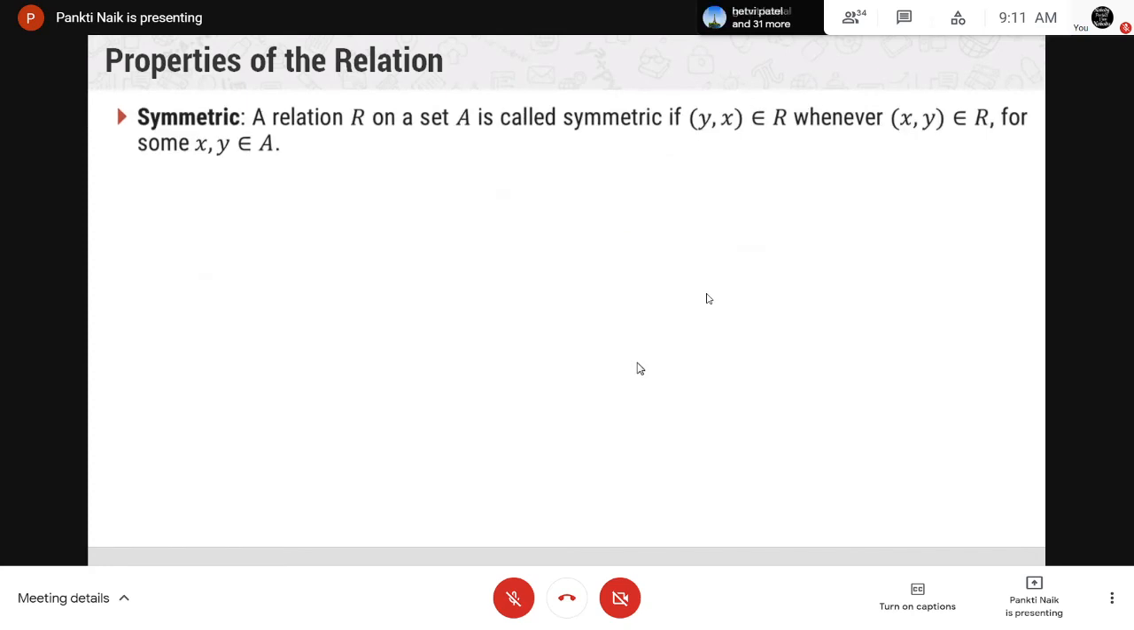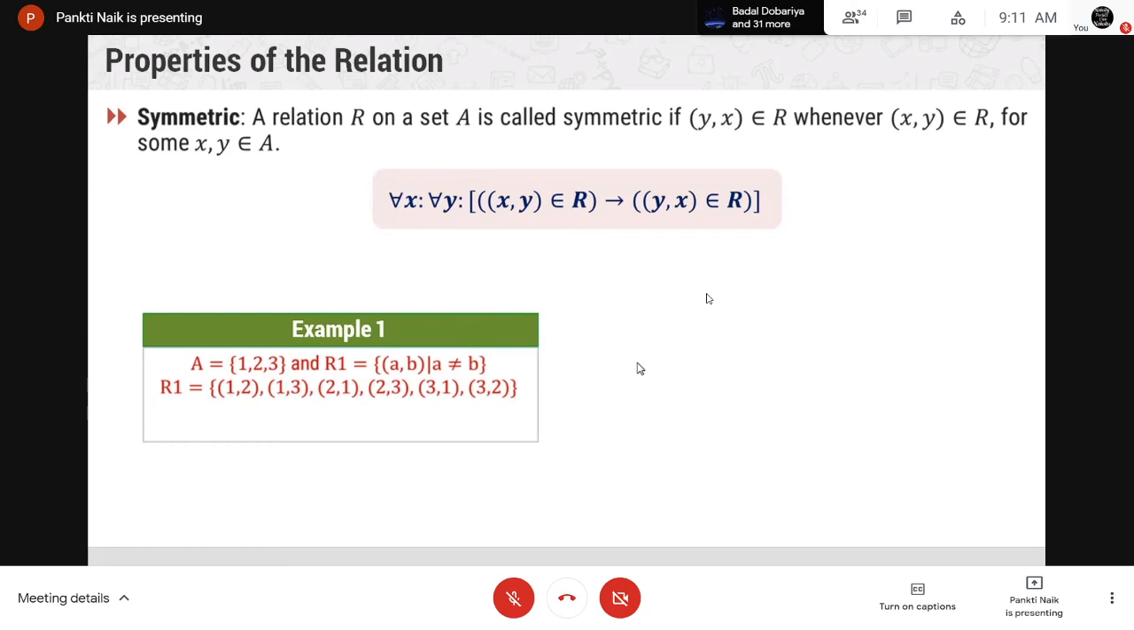Now see the second property, so that is symmetric, right? A relation R on a set A is called symmetric if (y, x) is a member of R whenever (x, y) is a member of R, for all x, y that are members of A, right? For every x and every y, (x, y) is a member of R such that (y, x) is a member of R, right?